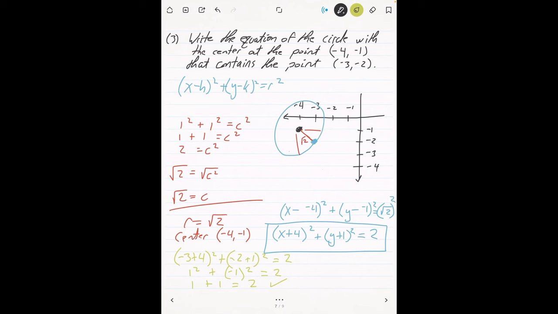We have this equation that satisfies this information. We have that center, and we're passing through that point. So that's the idea of how we can really use our understanding of right triangles to find distances, and to help us find the distance of the radius for a given circle.